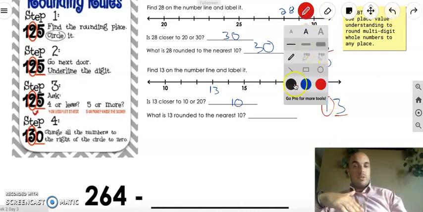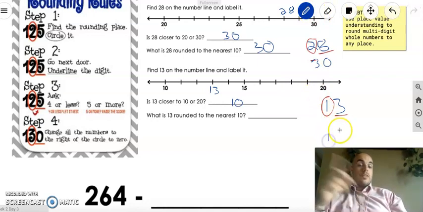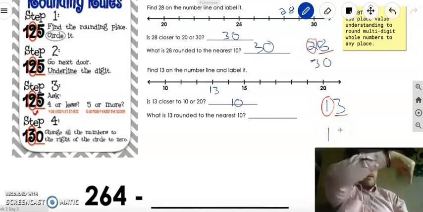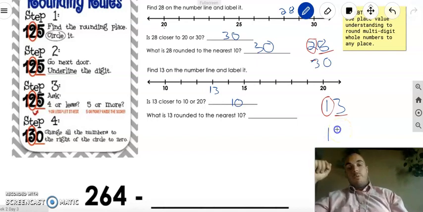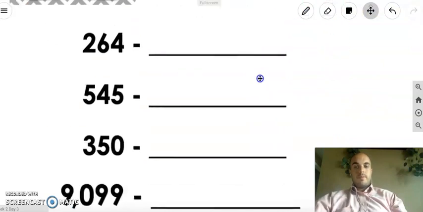Let's do this in blue. It's going to stay a 1. And as always, the number that we looked at, and every number after that, if this were a longer number, would be decreased, I'm sorry, to 0. So 13 to the nearest 10 is 10. Let's look at a few more examples.